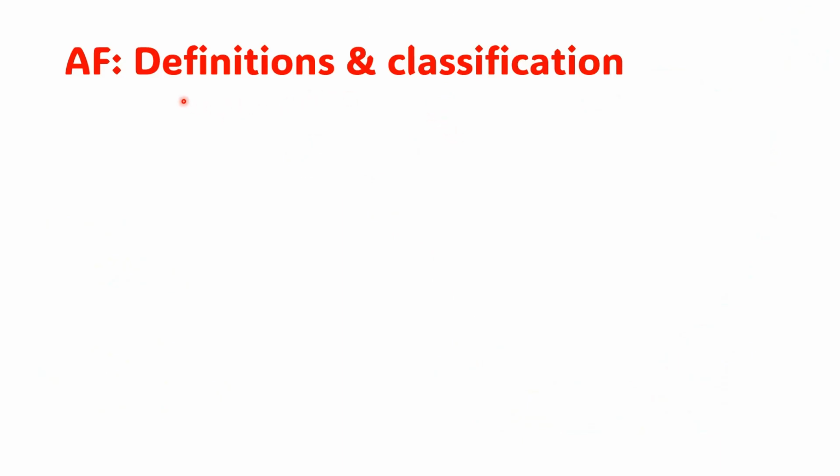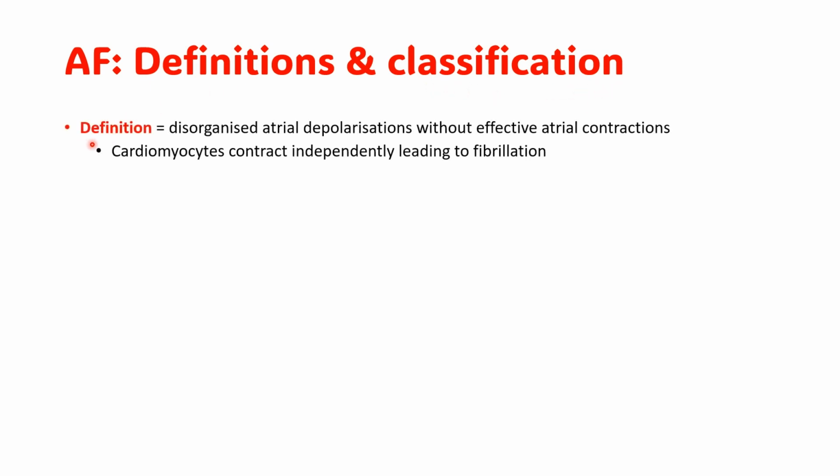So, like always, we need to talk about some definitions and also the classification of atrial fibrillation. The definition is disorganized atrial depolarizations without effective atrial contractions. Essentially the cardiomyocytes, so the cells of the heart, contract independently, leading to fibrillation.